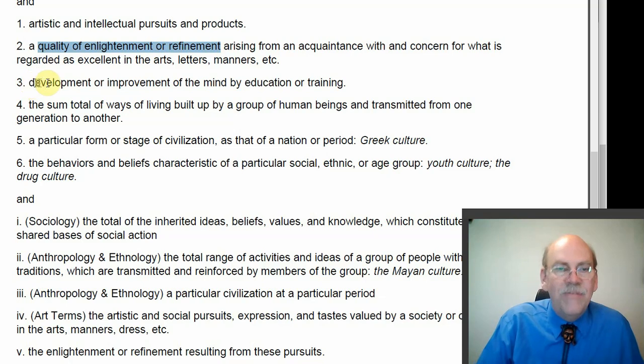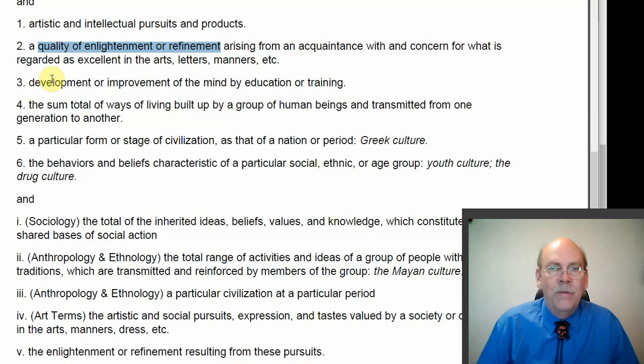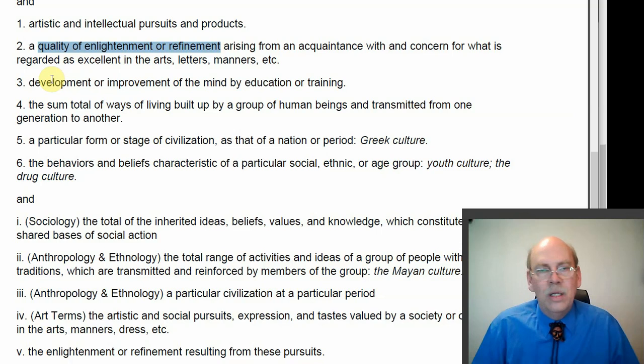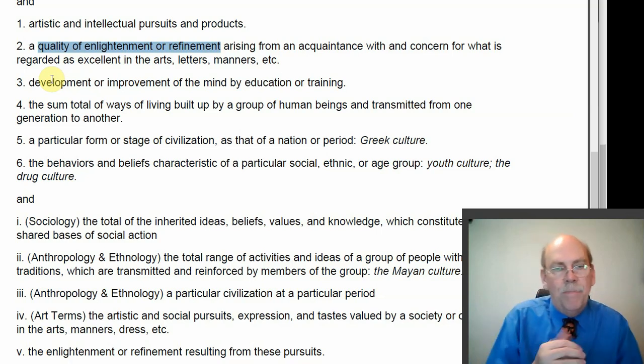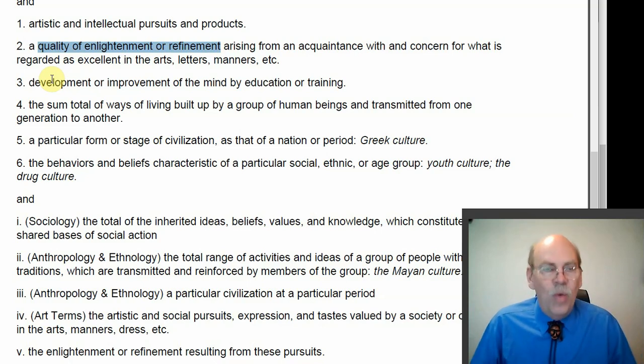Third choice is development or improvement of the mind by education or training. So, if we think about the Shilla era, Shilla Shidae, the Hwarang were famous as warriors, as fighters, but they were also famous for their study and pursuit of the highest culture. They were highly cultured as well as soldiers. Number four, the sum total of ways of living. The sum total, all collection altogether, the ways of living collected, built up by a group of human beings and transmitted from one generation to the other. So a way of life, a way of doing.